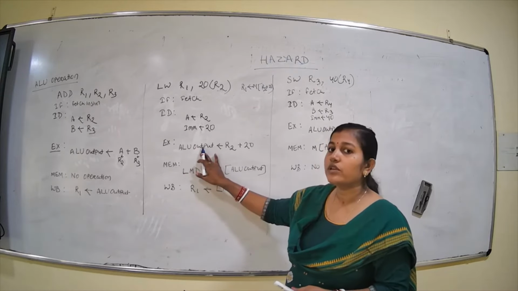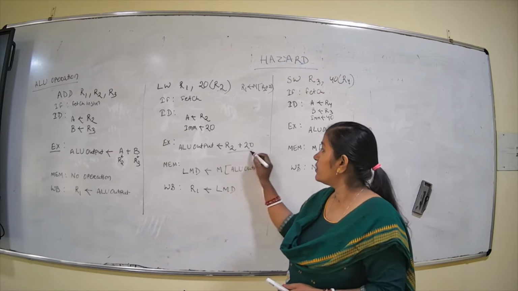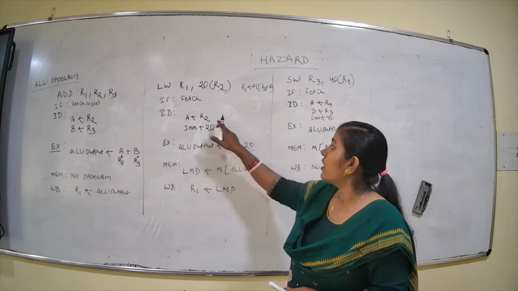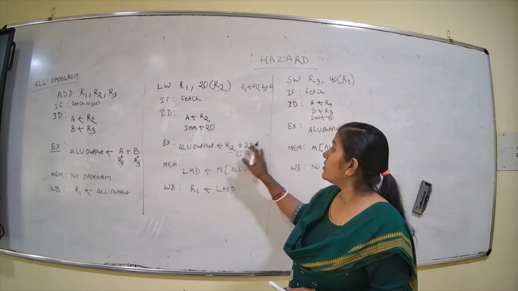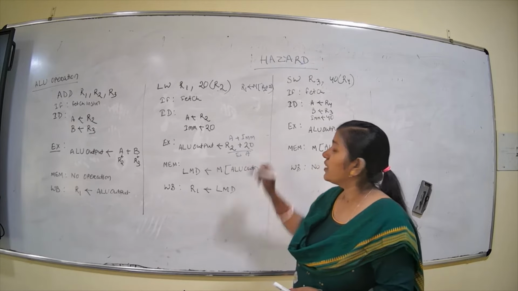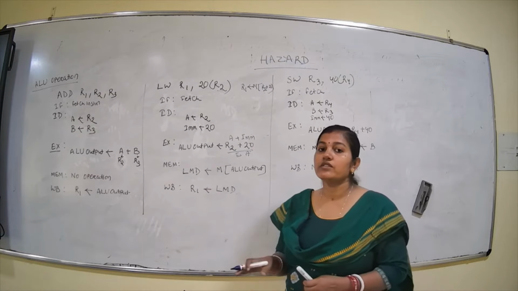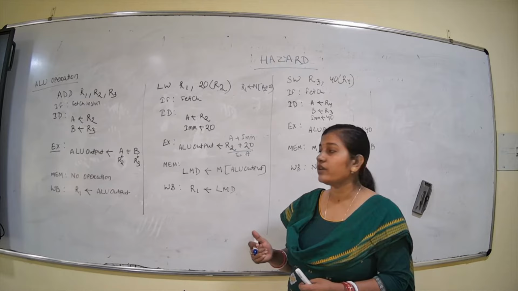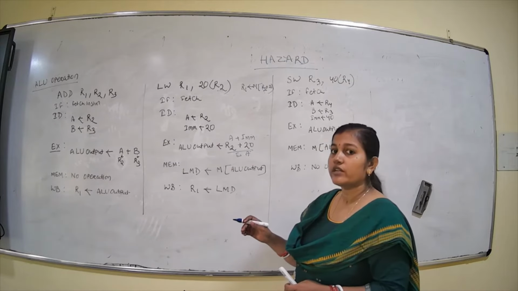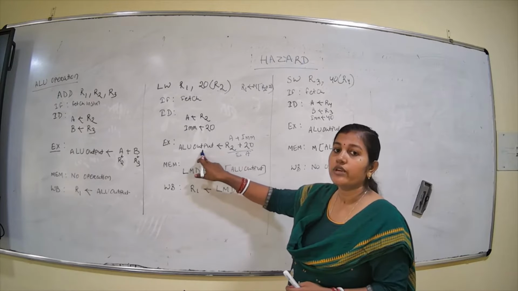Now, in the execute stage, what will we do? We are calculating the effective address. That is R2 plus 20, or you can say A plus immediate. Next, in the memory stage, we will read from the memory. Load means we are reading from the memory. From which address? That address is the ALU output contents.